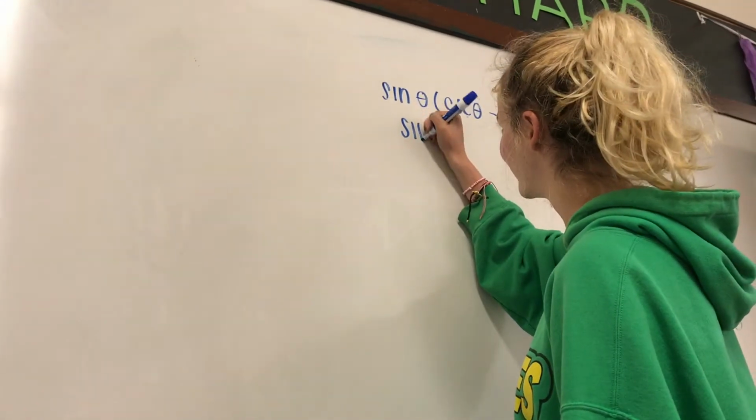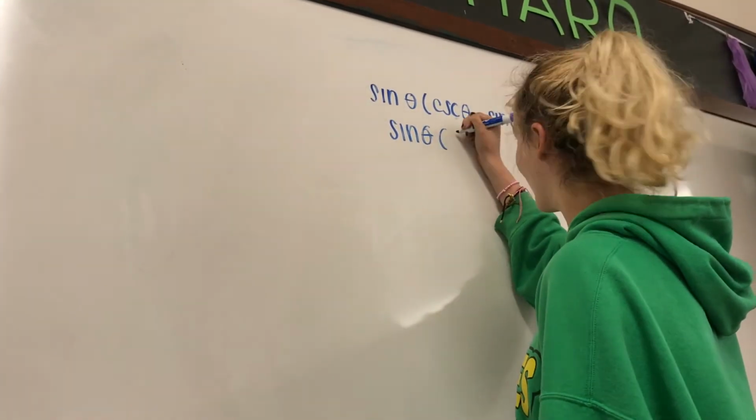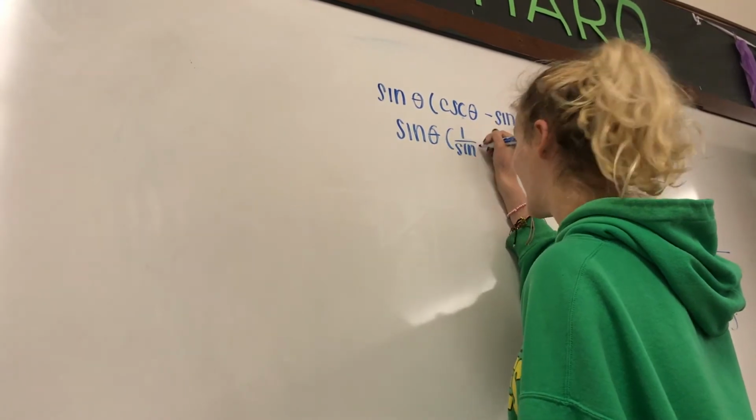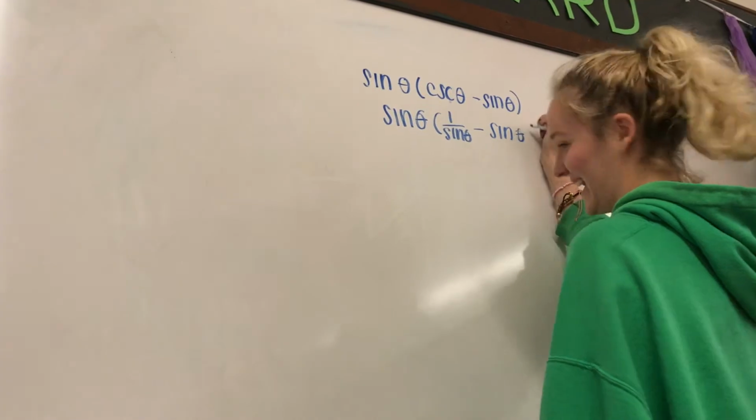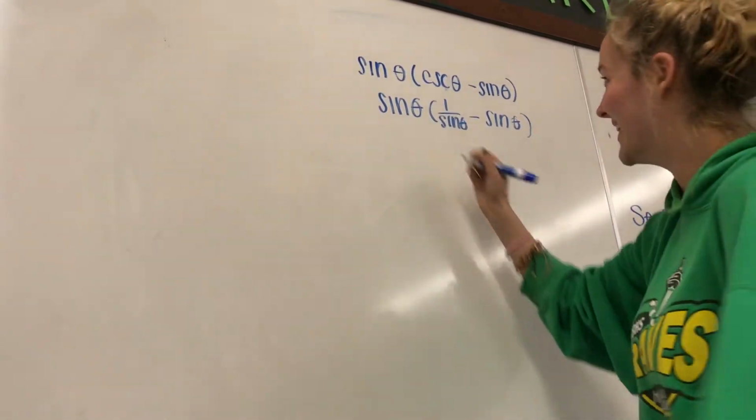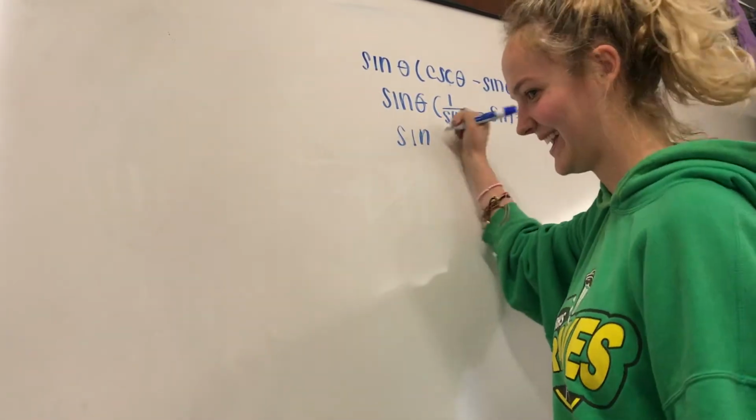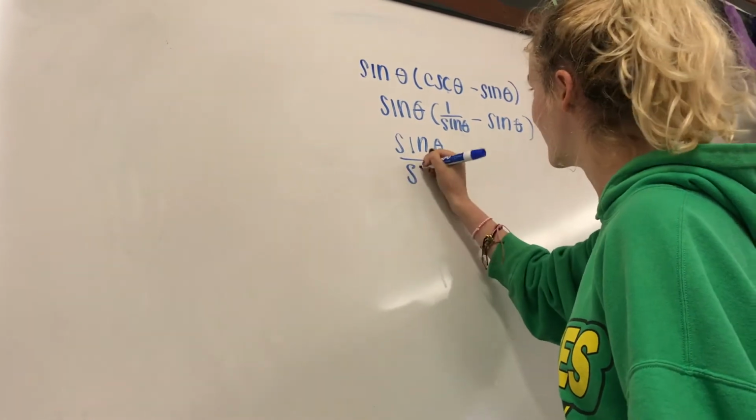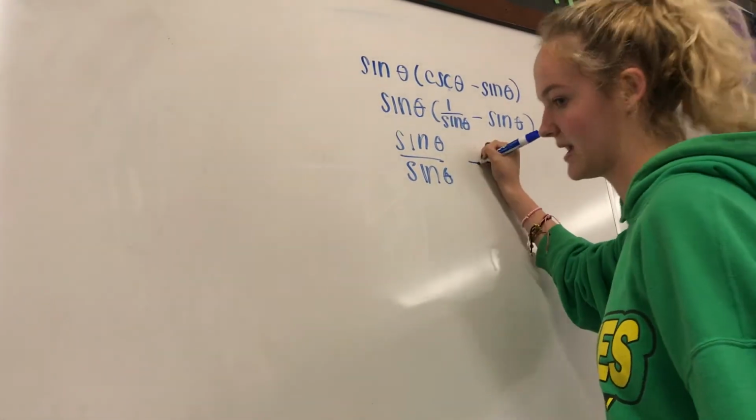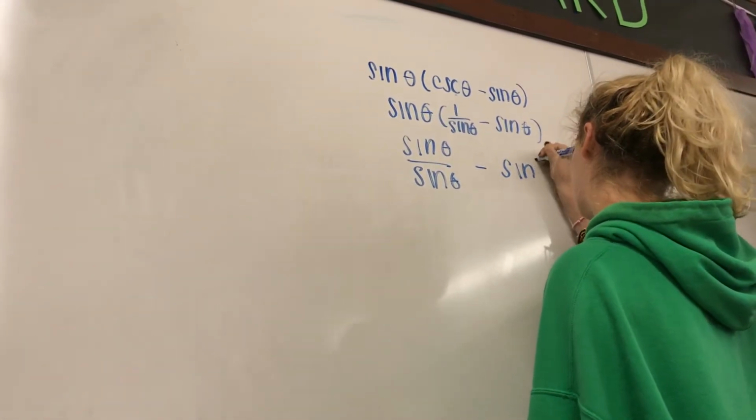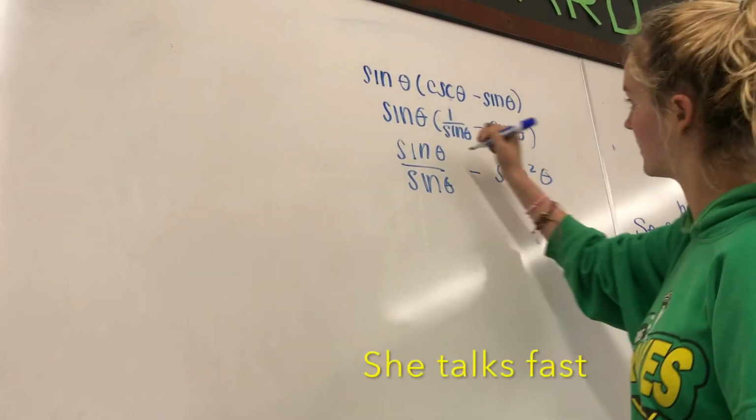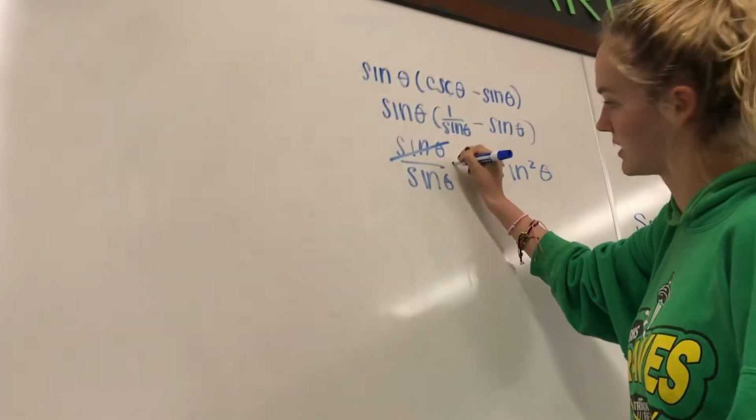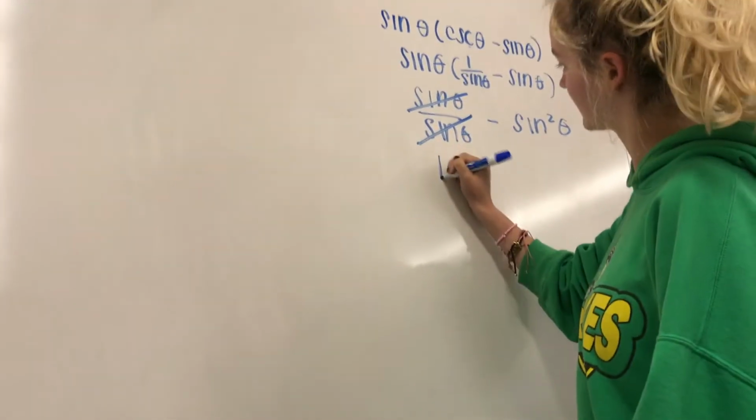First, you are going to refer back to your trig identity sheet. When you start your problem, you are going to try and convert whatever you can into sine and cosine. Since sine is already in its sine form, we are going to convert secant into 1 over sine. This turns our problem into sine theta times 1 over sine theta minus sine theta. Then we multiply that, and it turns into sine theta over sine theta minus sine squared theta.